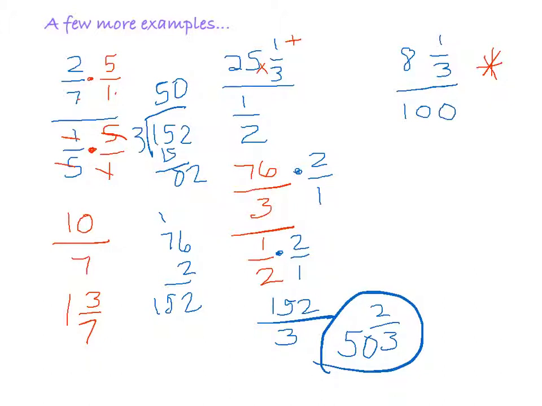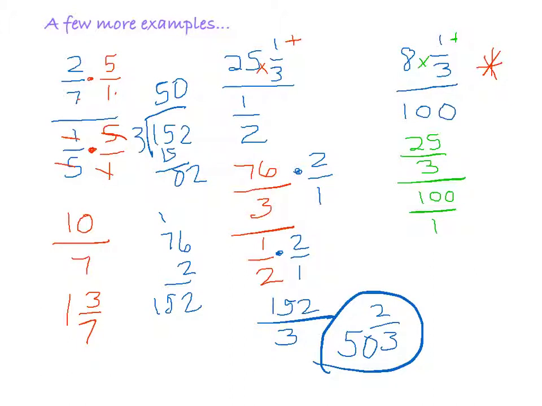Now, for our last one, this one goes really pretty quick. It's 8 1/3 over 100. Now, 8 1/3 could be a percent that we're trying to turn into a fraction. So that works really pretty well. One of the things we probably want to do, though, is turn it into an improper fraction. So 8 times 3 is 24, plus 1 is 25, which is kind of nice. We end up with 25 over 3 over 100 over 1.